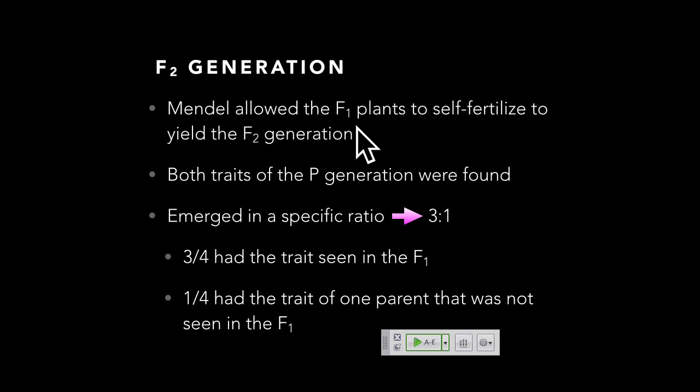But then if he takes those F1 plants and allows them to self-fertilize, so crosses to themselves, both traits that were present in the original generation come back again. And they come back in a very specific ratio. 3/4 had the trait that was seen in the F1, and 1/4 had the trait that was seen in one parent but not in the F1.